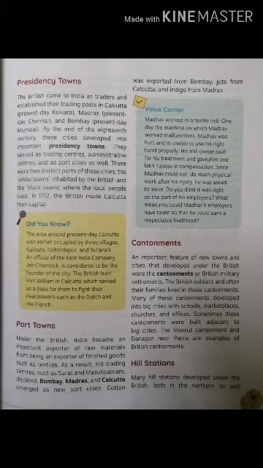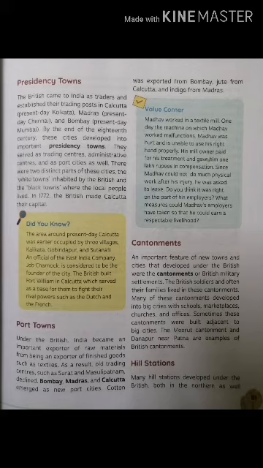Next comes, students, hill stations. Many hill stations developed under the British, both in the northern as well as southern parts of India. The Indian summers were unbearable for the British and they wanted to escape the oppressive summer heat.